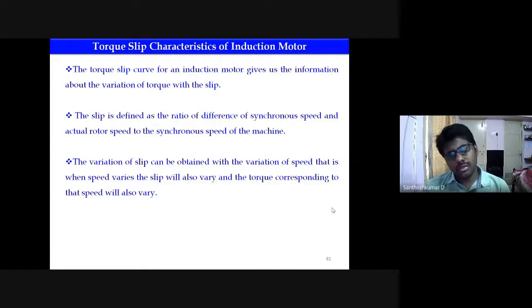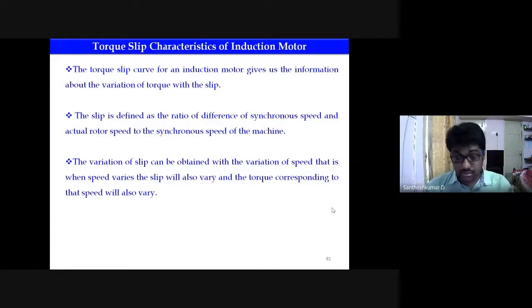How does the slip vary? Based upon the torque. How am I saying this? When torque varies with respect to slip, we know that slip is equal to ns minus nr divided by ns. In that, ns is constant and nr is variable. Am I right? So the rotor speed nr is variable due to the torque. When torque varies, the rotor speed also varies. Once the rotor speed varies, slip also varies. That is the characteristic.